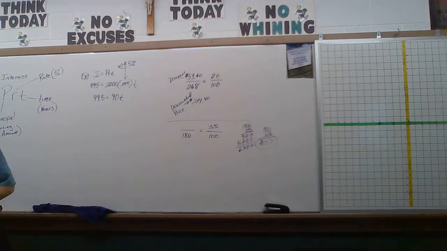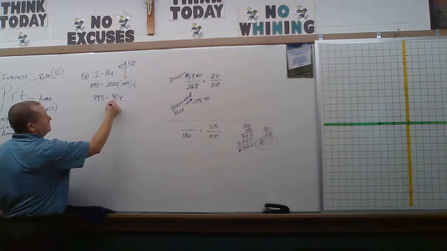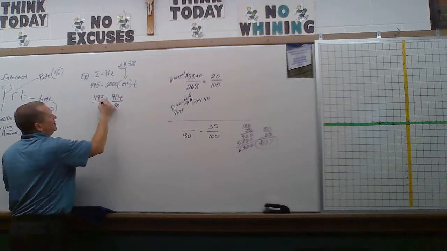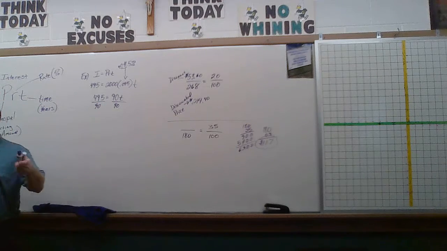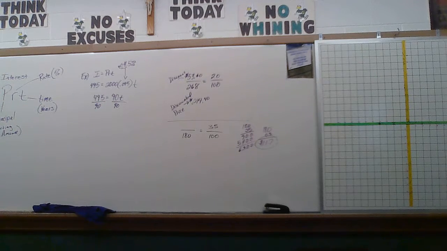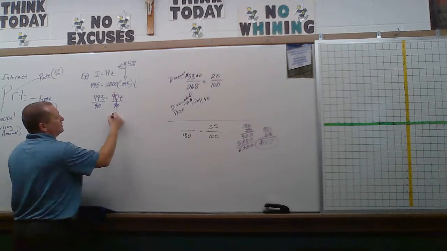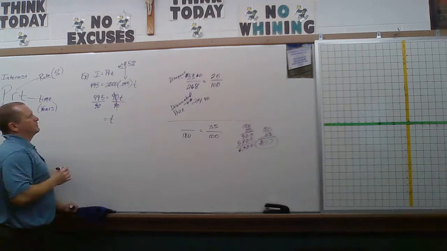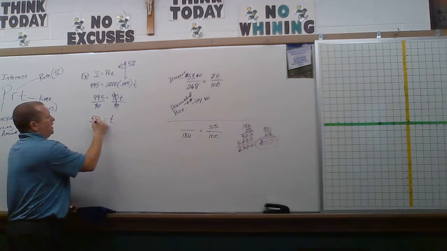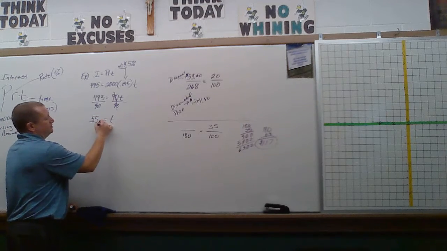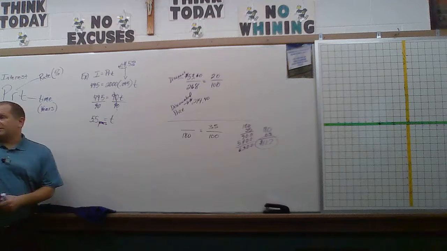Now how do I get T all by itself? Divide by 90. Now, like Addie said, we're going to divide. But again, I need to multiply first because of the order of operations, right? PEMDAS. We're going to multiply here before we divide. So my 90s cancel out. T is equal to what? 5.5 what? Years.